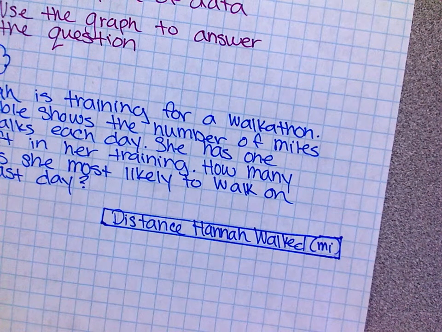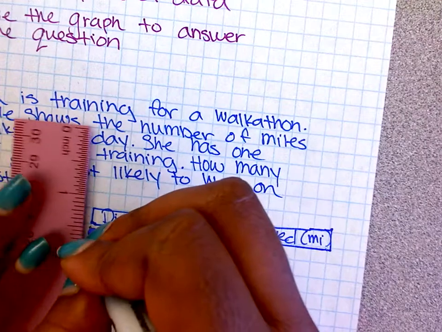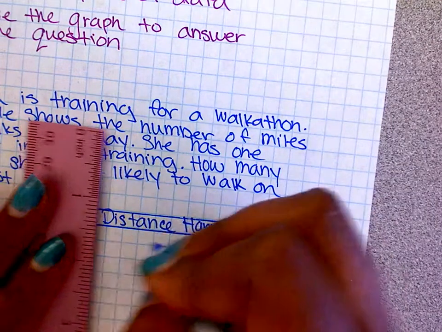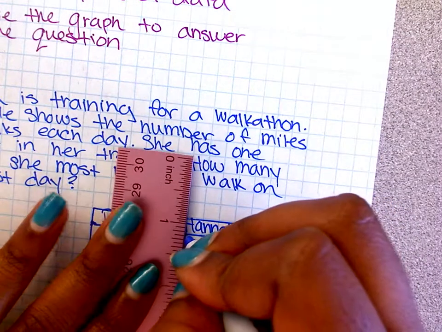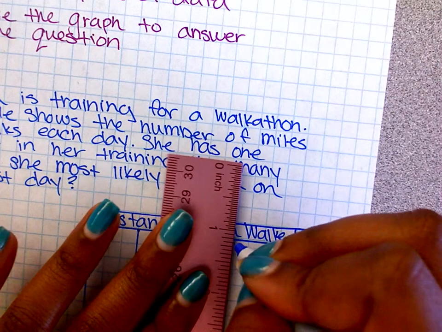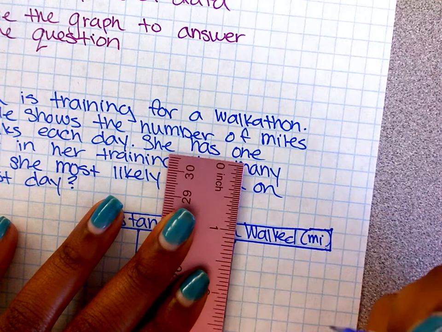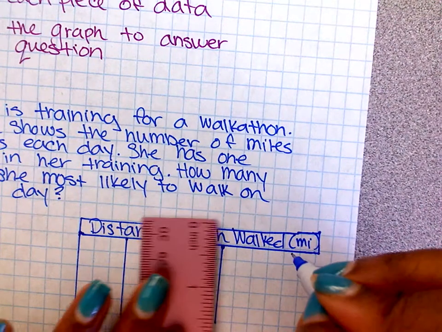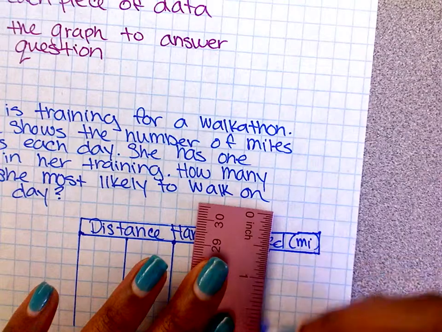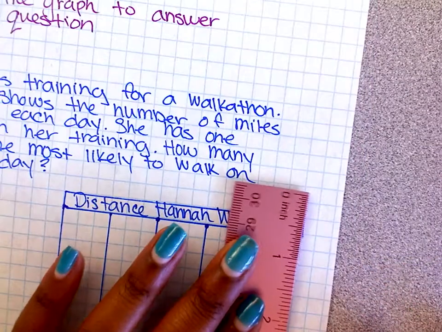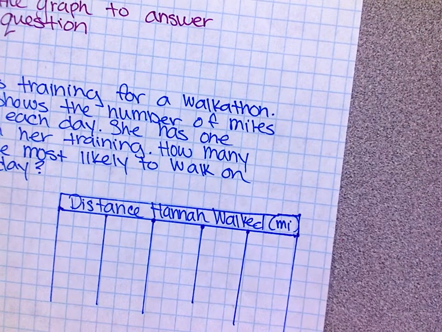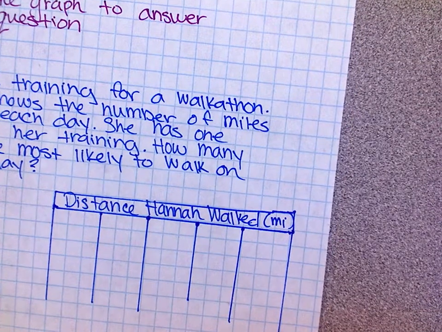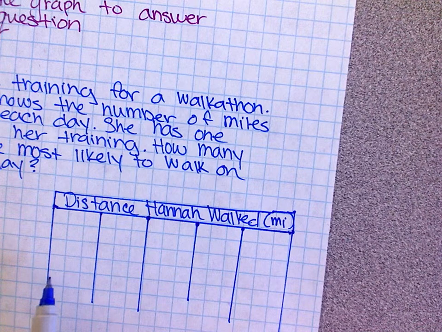Now you're going to need 4 columns. Okay, so you're going to make your 4 columns. It's up to you how big you want to make them. Actually, you're going to need 5. 5 columns to be exact. So, draw your lines.